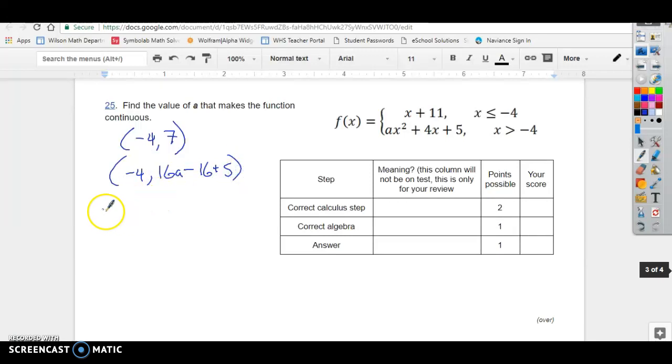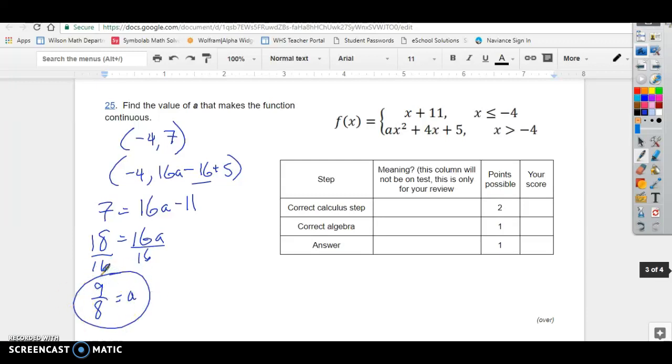Now to be continuous, these y values would have to be the same. So I'm going to set this equal to this. That'll be 16a minus 11. So I'm going to add 11 over. I'm going to get 18, and then I'm going to divide by 16. So this is 9 over 8 for a. That's the value that will make it continuous. Okay?